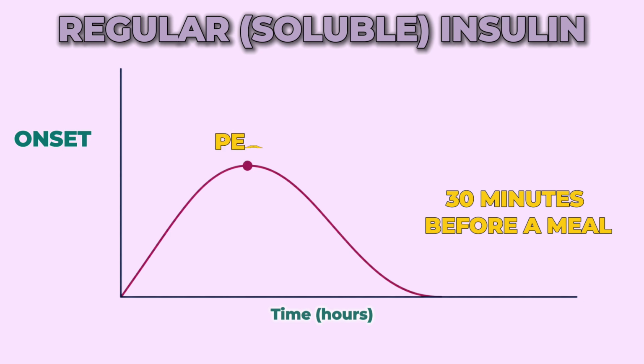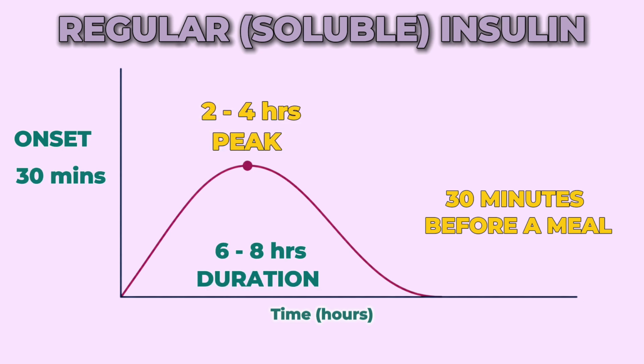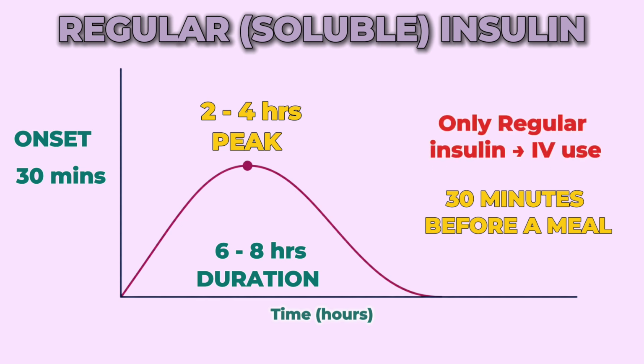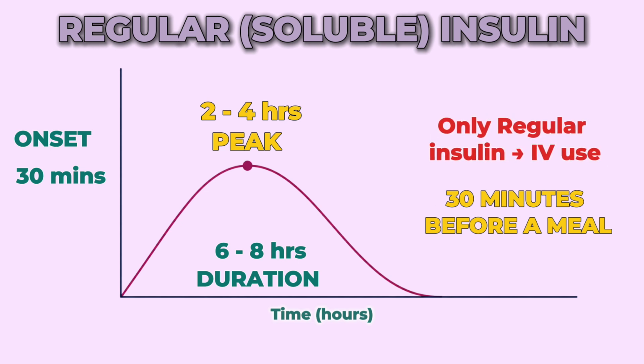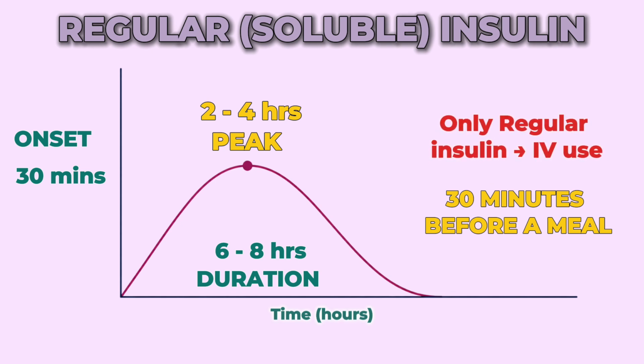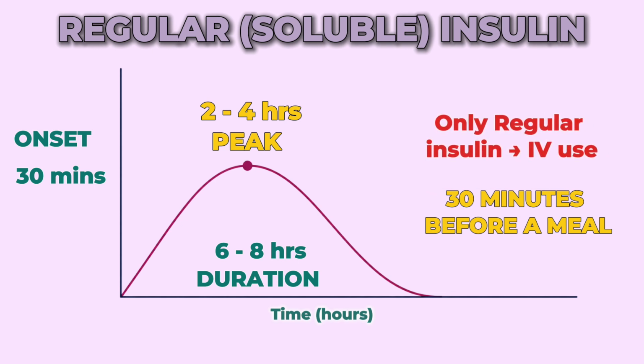The onset, peak, and duration values are on your screen. Here is another key clinical point. Regular insulin is the only insulin type approved for intravenous use. For diabetic ketoacidosis, DKA, the insulin infusion running through the IV line is regular insulin. Monitor blood sugar closely during the peak window. That is when hypoglycemia is most likely.